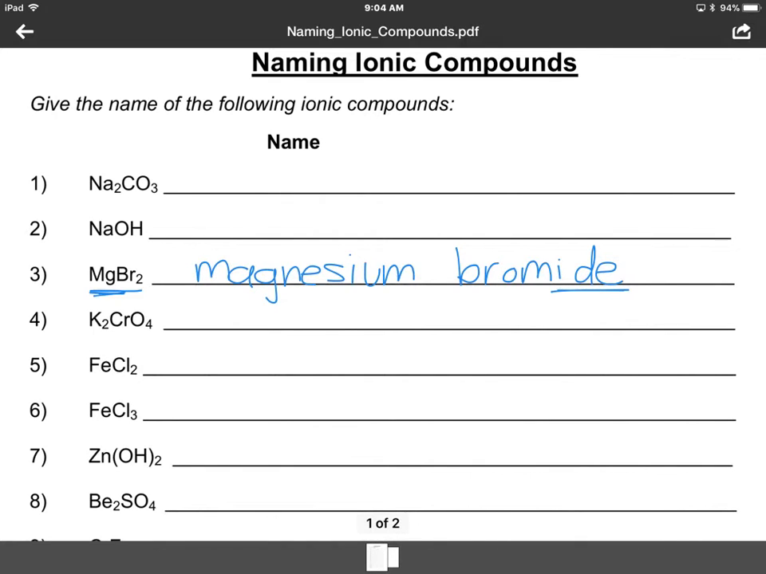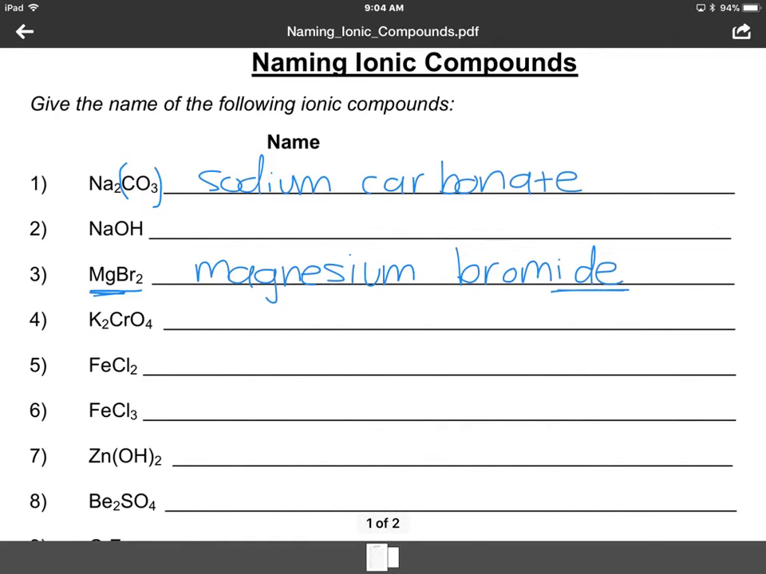So for instance, in number 1, CO3 is a group. It's a polyatomic ion. So you look at your sheet, and now we name it sodium carbonate. No real trick to do the polyatomic ions. You just have to remember that they are polyatomic ions.